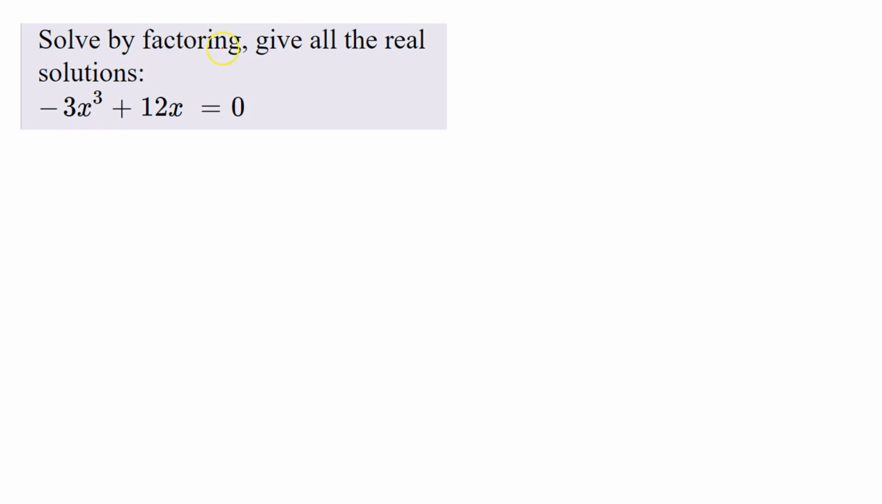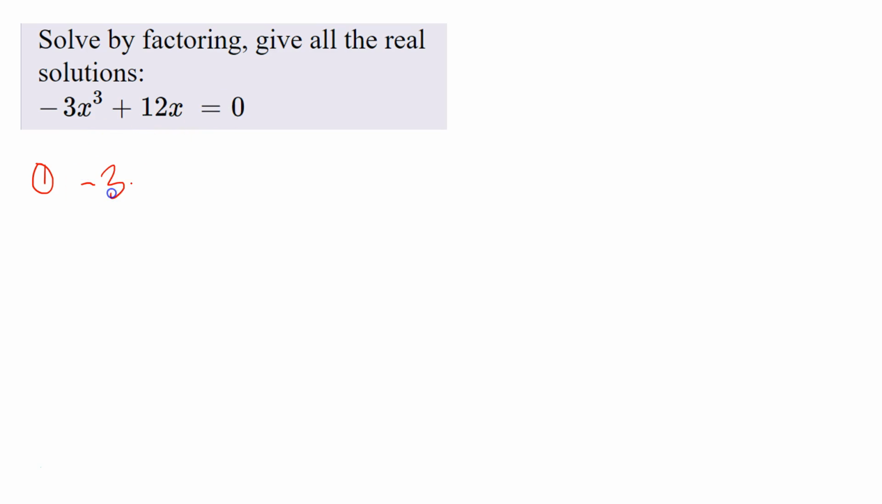The next one says solve by factoring and give all the real solutions. Again, here it's a little bit different because the left side is not already in a factored form. You have to bring it into a factored form so you can set each factor equal to 0. So for that reason, you first need to factor common factors out. Usually begin with a GCF.